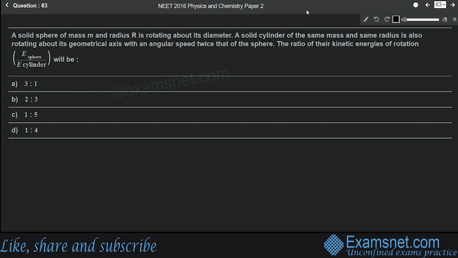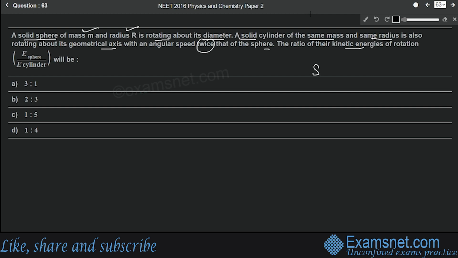Now question number 63 is again from the chapter Systems of Particles and Rotational Motion, and the question is: a solid sphere of mass m and radius r is rotating about its diameter. A solid cylinder of the same mass and same radius is also rotating about its geometrical axis with an angular speed twice that of the sphere. The ratio of their kinetic energies of rotation will be?